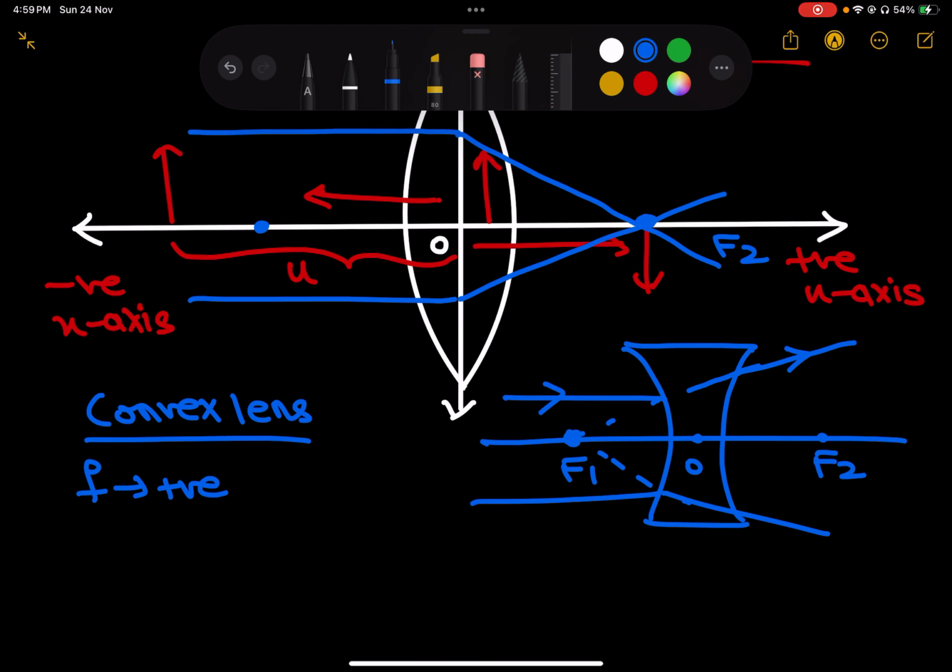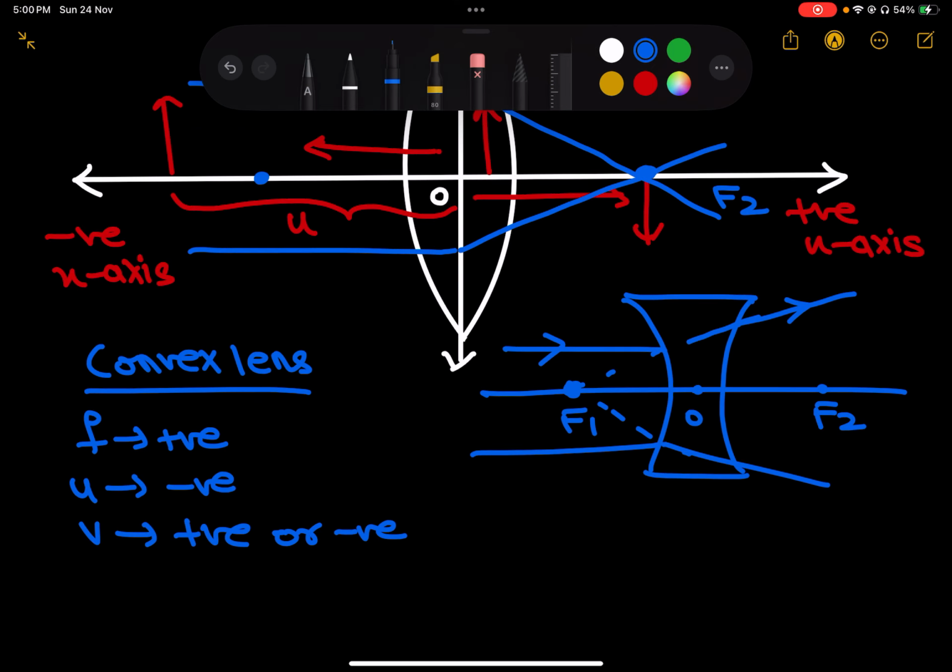Now again, u is negative. Object distance is negative. Image distance can be positive, it can be negative. Usually it is positive, but for virtual image it is negative. Understood? Height of object, h_o, always positive. Height of image, negative or positive. Understood? That was convex lens.